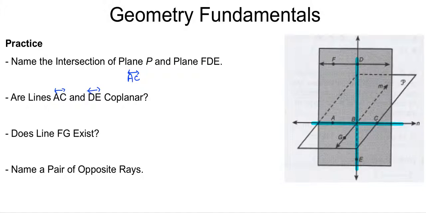The last one is to name a pair of opposite rays. Well, in this diagram, there are 2 pairs. Right now I see there's ray BA and ray BC. Right? They have the same starting point but go in opposite directions. There's also going to be ray BE and ray BD. Right? And those would also be opposite rays because they have the same starting point and go in opposite directions.